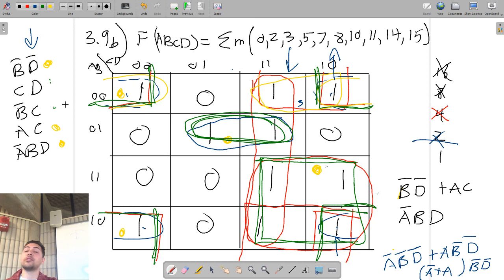But that question wasn't asking us to simplify. It was saying just find the essential prime implicants, which is a step along the way to simplification. Okay? That's a good point that she made. We didn't simplify this. We just found the essential primes. We still have to circle at least one of the non-essential prime implicants to simplify this.